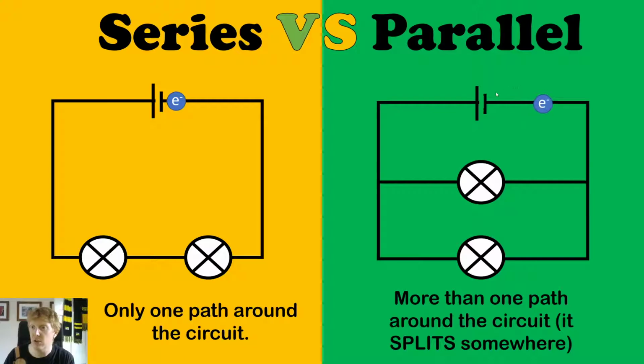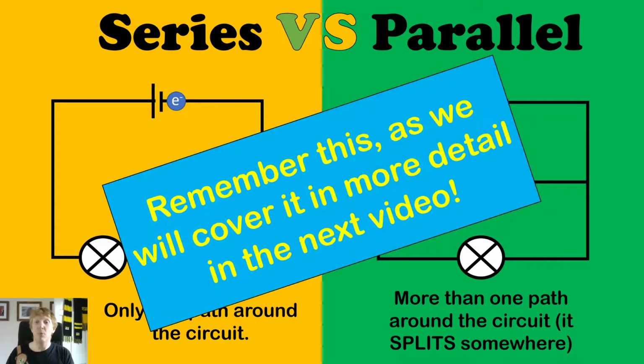For example, this electron could go down path A all the way through here and go through this light bulb, or this electron could go through path B and go through this bulb just here. And at this point here is where it splits, right? You can literally see the fork or the split in the wire just there, making it a parallel circuit, okay? Remember this, as we'll cover this in more detail in the next video, all right?